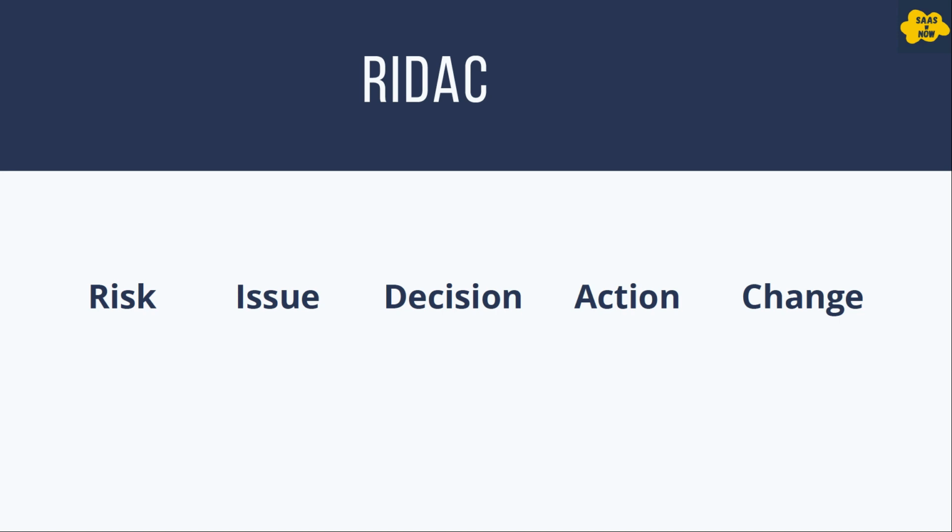RIDAC. Now, another type of records which you can create in demand management are risk, issue, decision, action, and change. However, these different records can also be converted from one type of record to another. That means risk can be converted into issue, decision, action, or change. Similarly, issue can be converted into decision, action, or change. It's basically the hierarchical structure we have in this RIDAC, but they can be created separately as well.